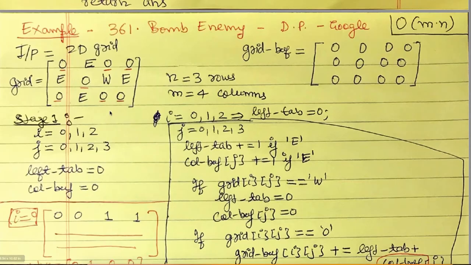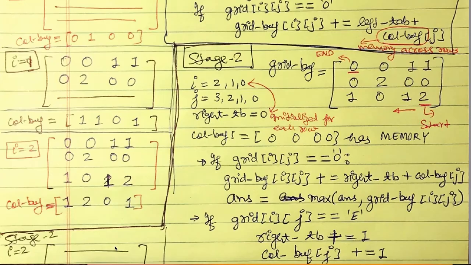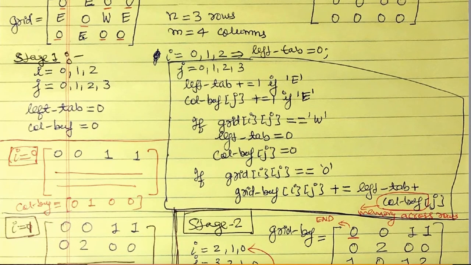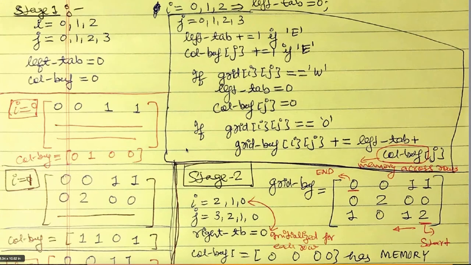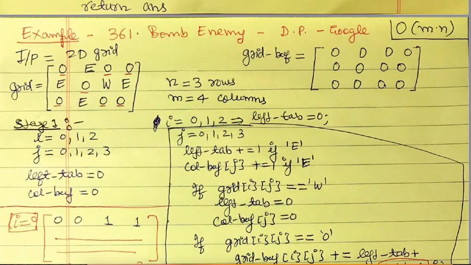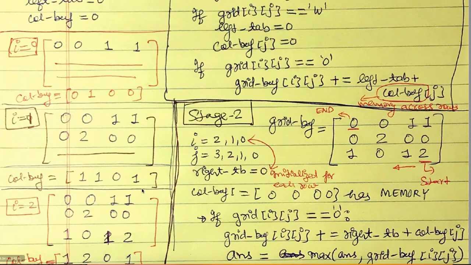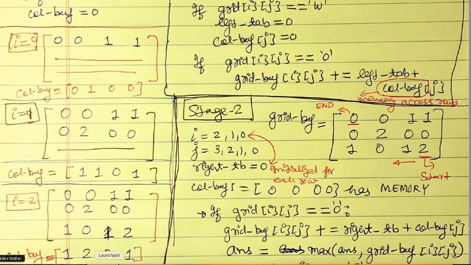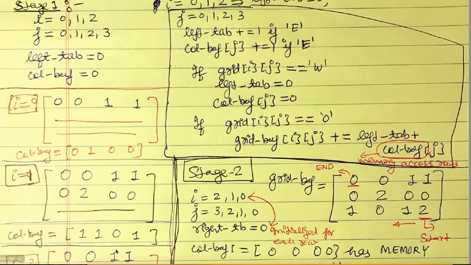Then we have 0, and this is good news. Now we will add things. So 0 means this enemy has caused the left tab to become 1, and now for here we are adding left tab, so 1 plus initial value of grid buffer, which is 0, plus column buffer for the third column, which is 0, so it becomes 0 plus 1 plus 0, which is 1, and column buffer will stay the same, so it's 0 because it was 0.